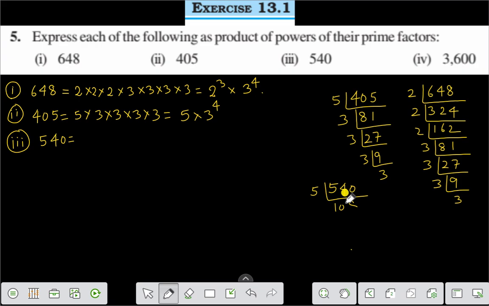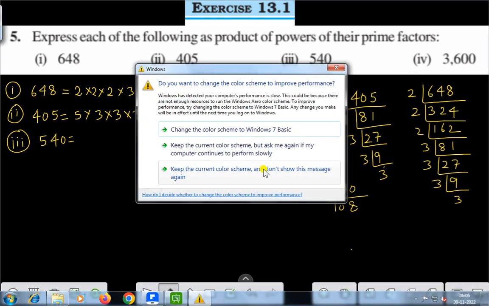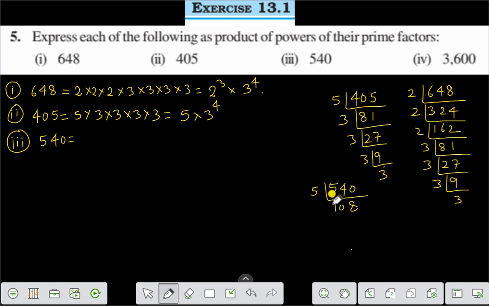5 1s are 5, 0, 5 8s are 40, right? This is 8, right? We'll find that. 1, 0, and 8. This is 5108, right? Again, if we divide it by 2, that is 2 5s are 10.